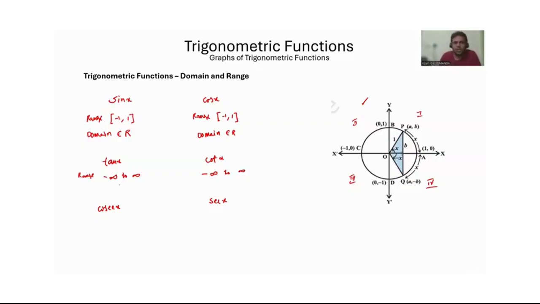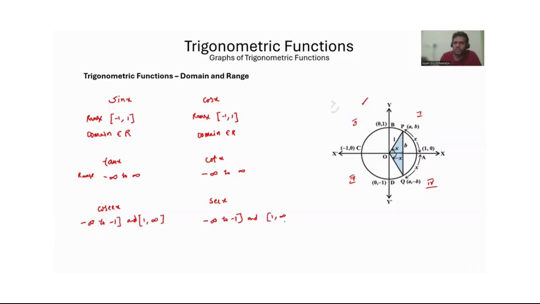Similarly, what is cosecant x? Cosecant x is a value whose magnitude is always greater than or equal to 1. So it can take values outside -1 and 1. That means it can be from minus infinity to -1 and 1 to infinity. So we will not get the values between -1 and 1 because cosecant x is the reciprocal of sin x. So if sin x is between -1 and 1, then cosecant x should be outside of it. Similarly, secant x can also be minus infinity to -1 and 1 to infinity.